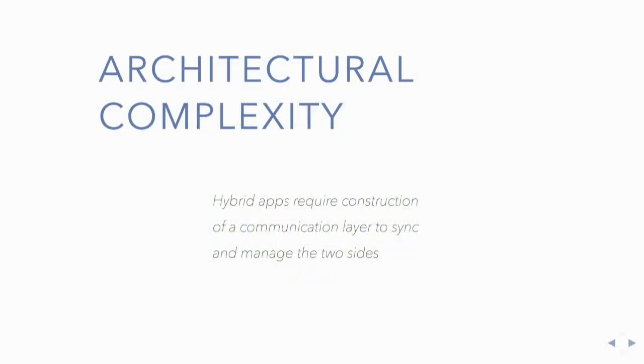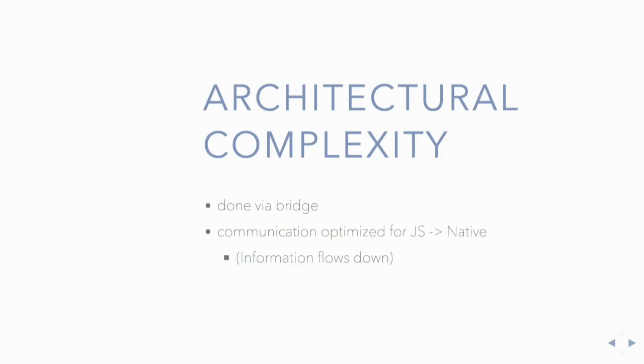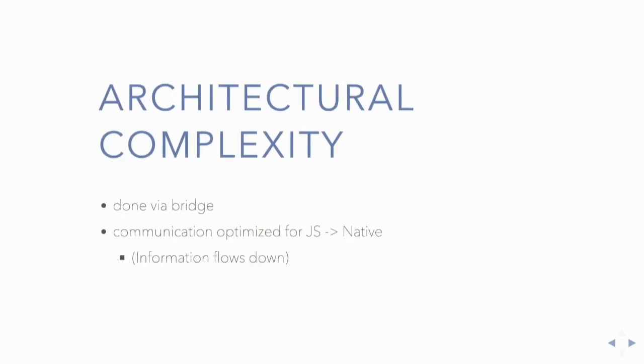Now, this leads into a bigger problem of more general architectural complexity, and that's because when you have a hybrid app, you need to communicate. You have part of your app in your native client and part of it in JavaScript, and they need to be organized. They need to communicate with each other. They need to be synchronized. So now you have this bridge, and you have to communicate back and forth, and let me tell you, that bridge is optimized for communication in only one direction.